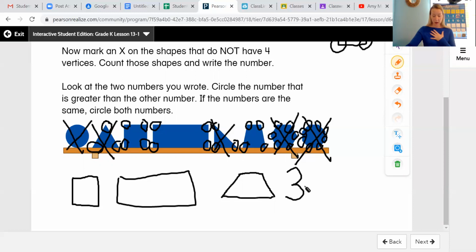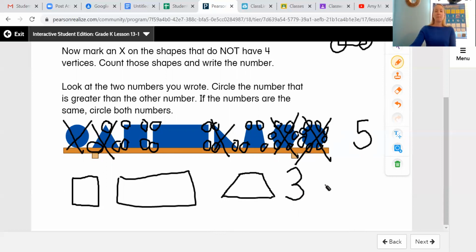Now, we already did this part, or I did, but if you did not, it says mark an X on the shapes that are not behind the door. We did that as we went through the vertices. If it did not have 4 vertices, we crossed it out. So let's count how many shapes we crossed out, and we're going to write that number. 1, 2, 3, 4, 5. So there were 5 shapes that we crossed out and 3 shapes that we did not cross out. Now it says, look at the 2 numbers you wrote. Circle the number that is greater than the other number. Do you remember what greater than means?